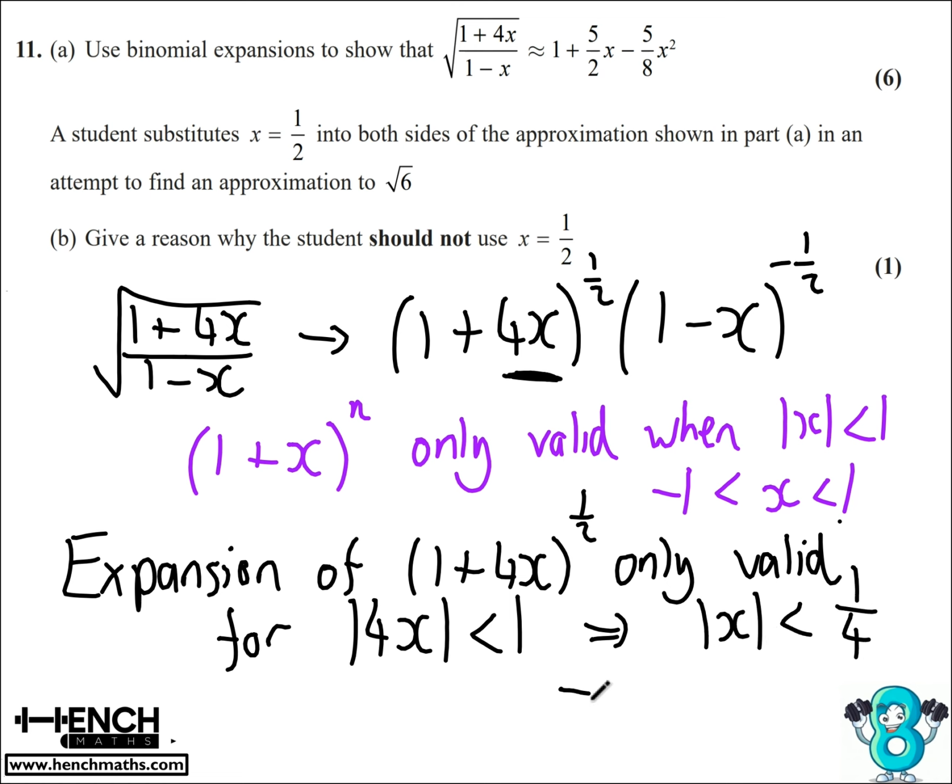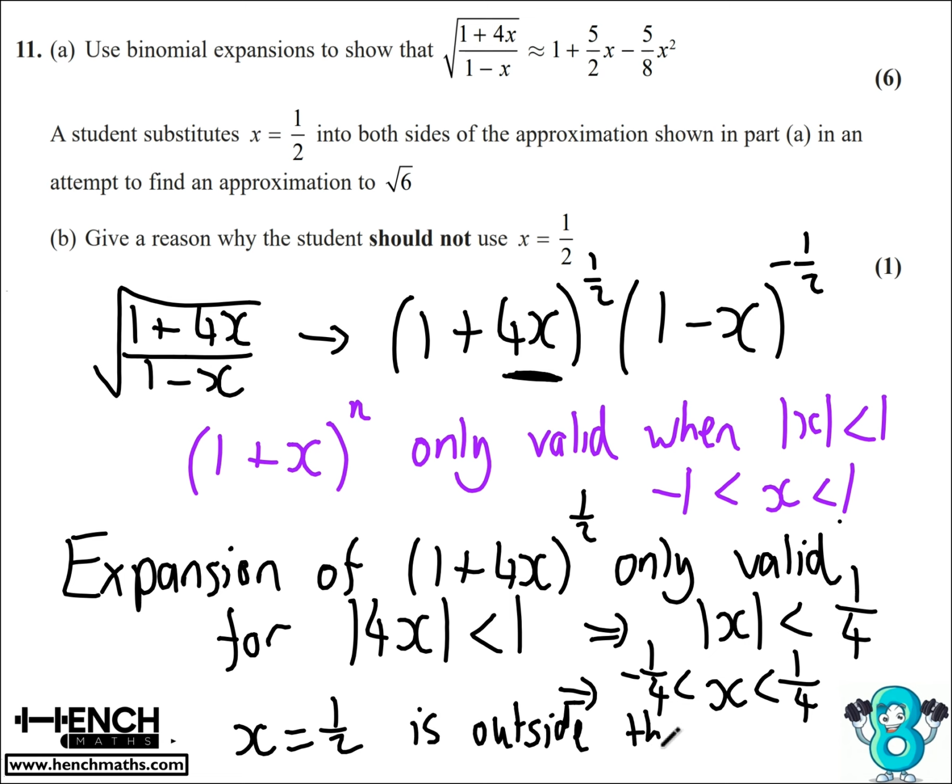You could alternatively say, for inequalities without the modulus, it's got to be less than a quarter or larger than negative a quarter. So if you look at that, x equals a half is outside this range of validity. Effectively, you can't use x equals a half because the expansion is only valid for the modulus of 4x less than 1 if you're going to get an accurate approximation to that function.